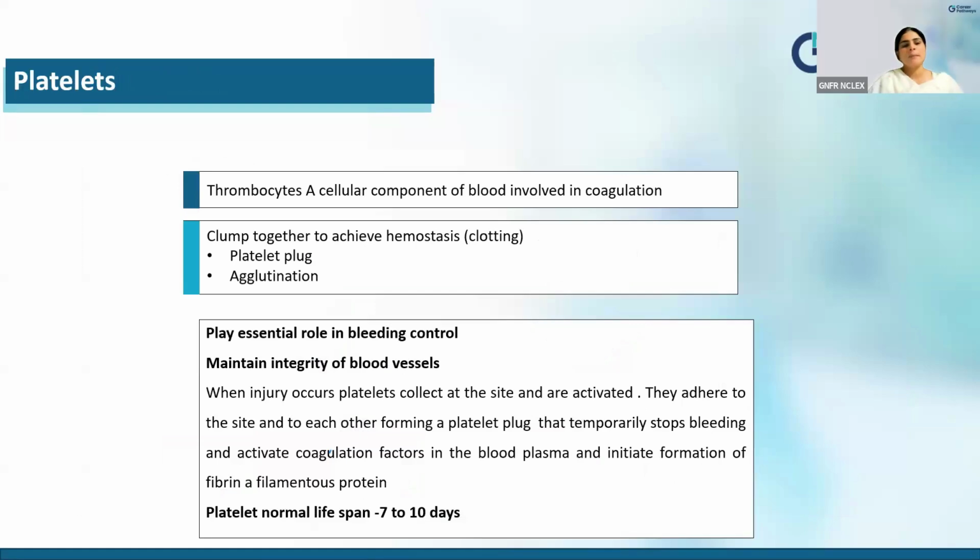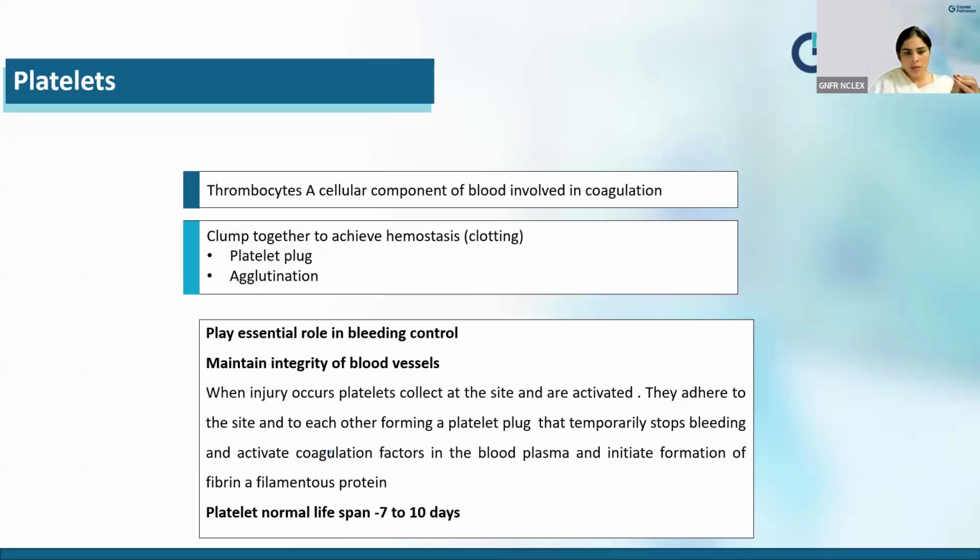So platelets, thrombocytes, acellular component of blood involved in coagulation. Okay. So thrombocytes, what are platelets? Thrombocytes, acellular component of blood which helps in coagulation.